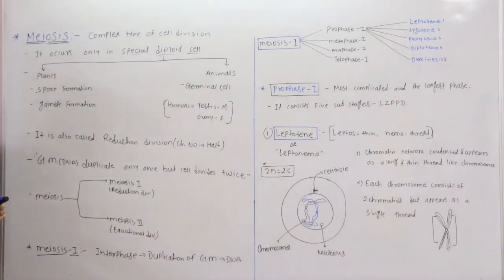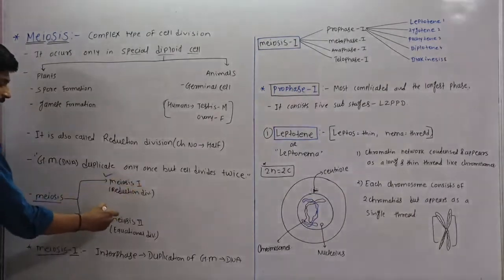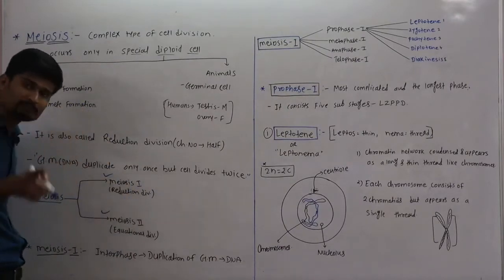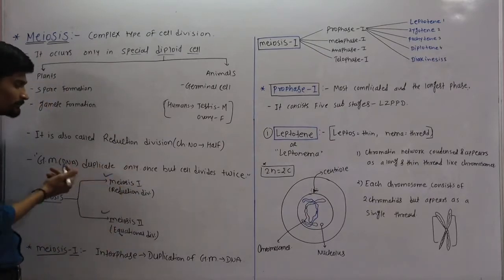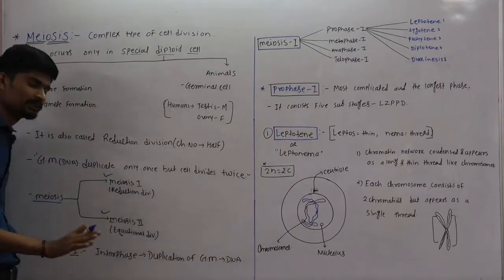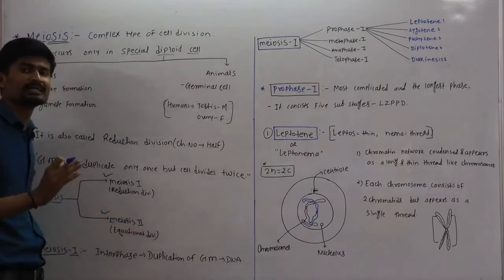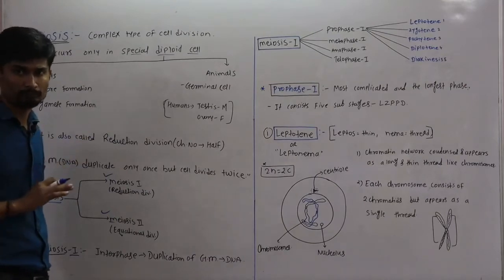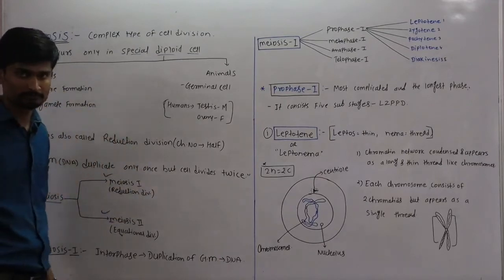Now meiosis completes in 2 stages, that is meiosis first and meiosis second. Meiosis first is called reduction division and meiosis second is called equational division. It means that in meiosis first there is a reduction in the number of chromosomes, but in meiosis second there is no reduction in the number of chromosomes. So meiosis second is similar to mitosis. It is exactly the same as mitosis. So the difference is in meiosis first.